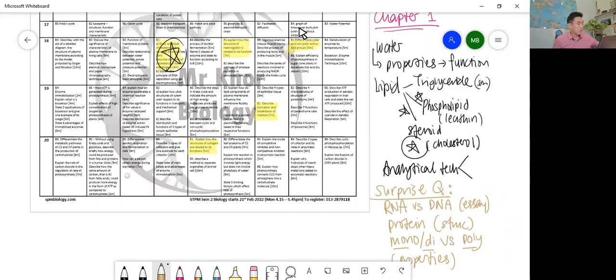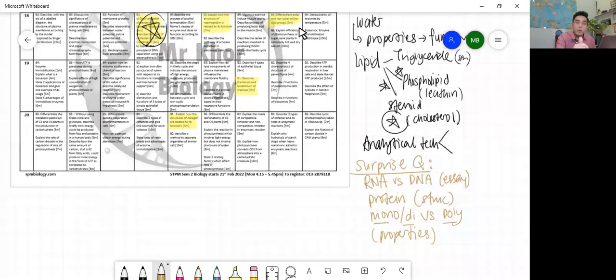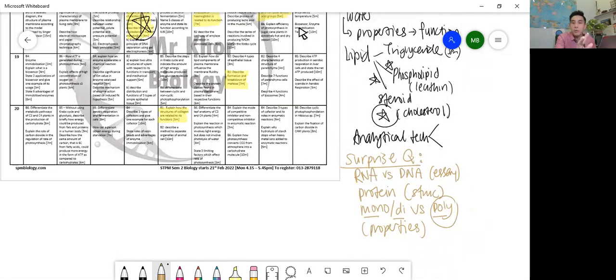Is that all? Water properties, you have to know. You must know how to explain. Okay, one last thing. If you are studying carbohydrate, focus a little bit more on polysaccharide. Okay, if you are studying carbo, please focus a little bit more on polysaccharide.